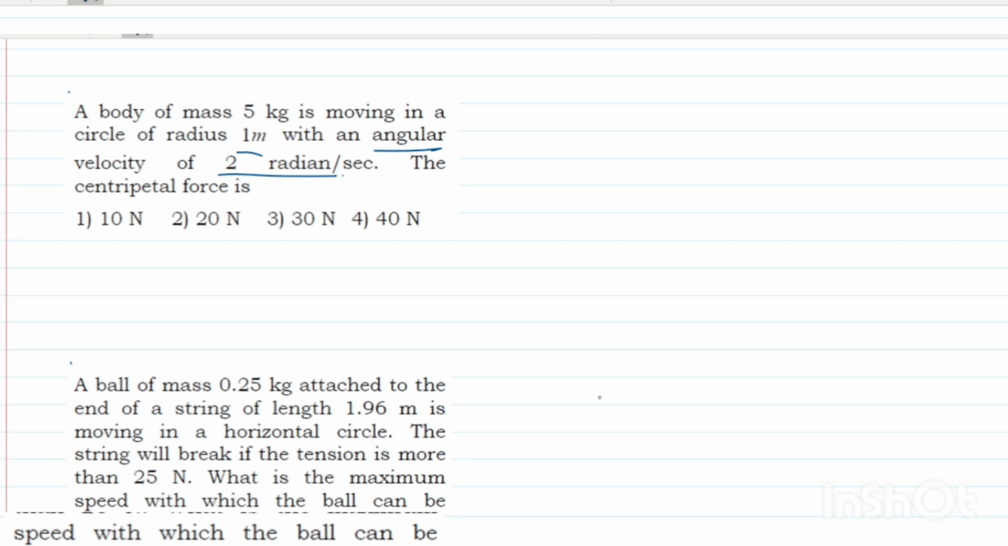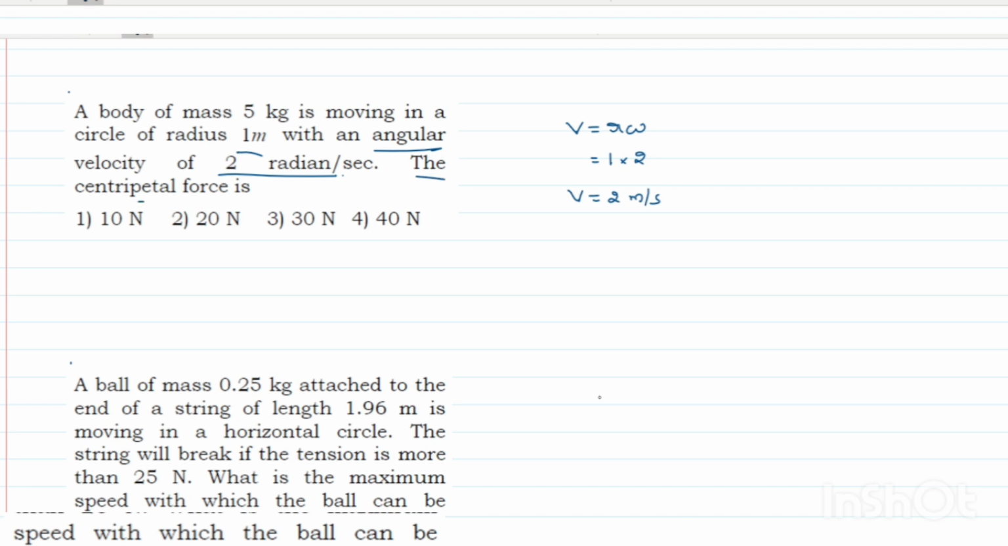Now here you know the relation between linear velocity and angular velocity is v equal to r omega. Here the radius is given as 1 meter with an angular velocity of 2 radian per second. So now the linear velocity we get as v equal to 2 meter per second.